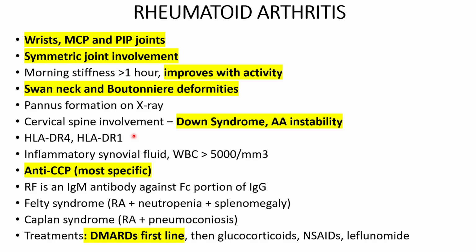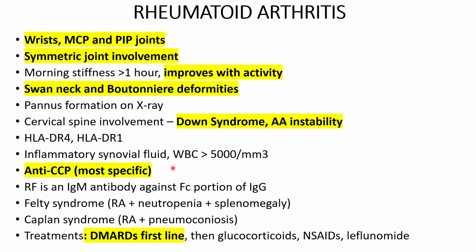You might have joint aspiration in a question stem and you'll get inflammatory synovial fluid, but of course they won't tell you outright. They'll give you the white blood cell count of the aspirated fluid and it'll be elevated. That's also another clue towards rheumatoid arthritis.